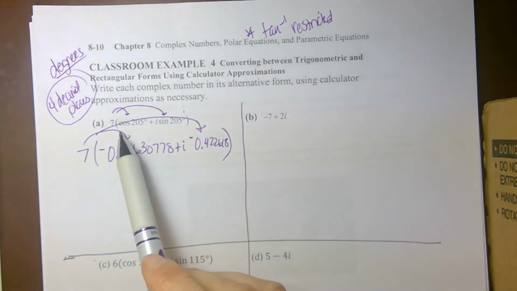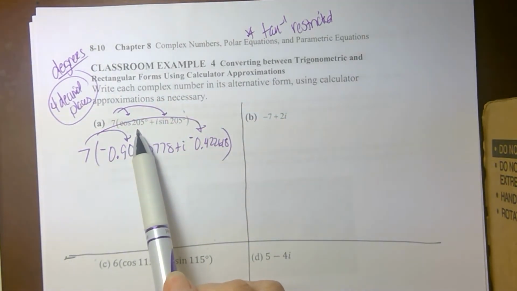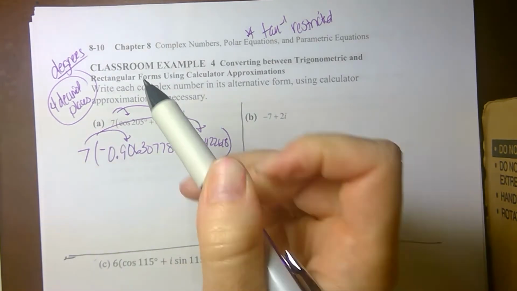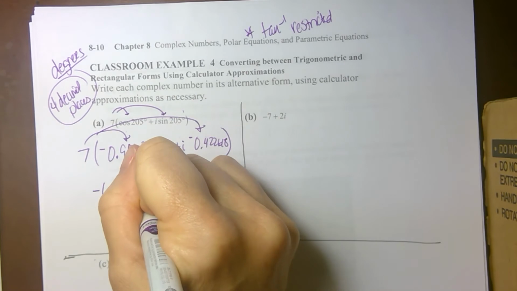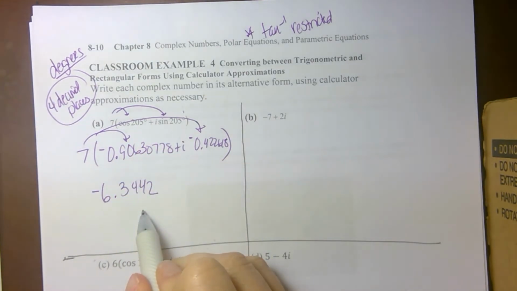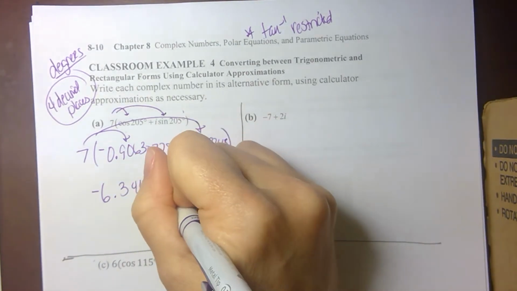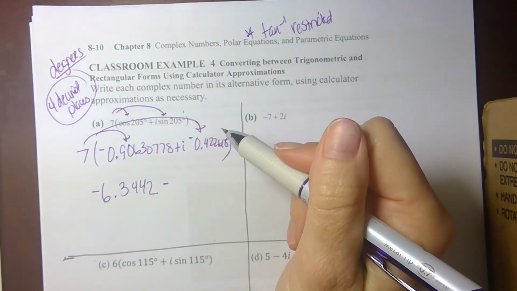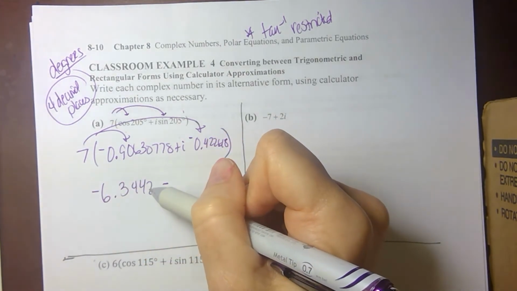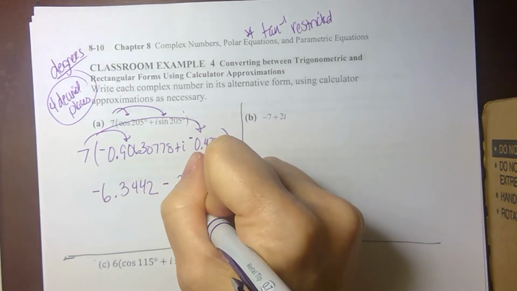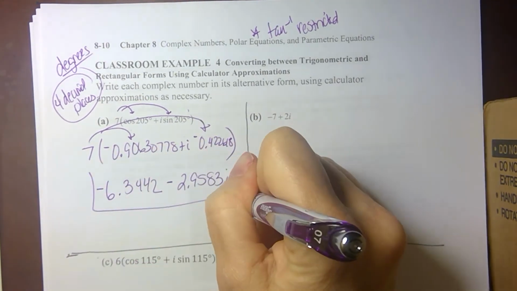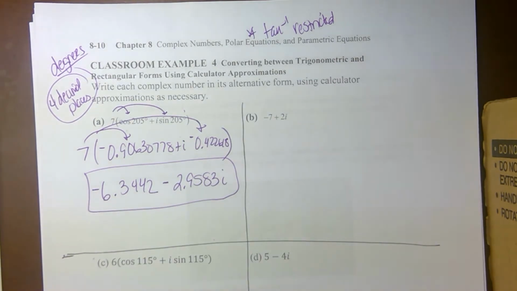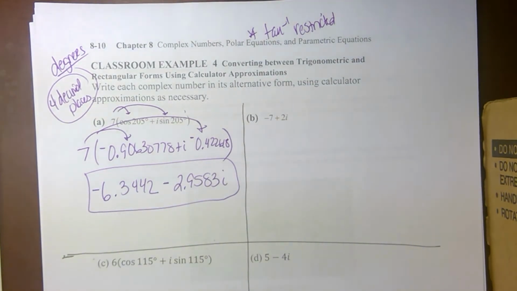So really what you're going to be doing is cosine of 205 degrees times 7. And what you get, rounded to 4 decimal places, is negative 6.3442. And then minus, because x plus yi, negative 6.3442 minus 2.9583i. There's my complex imaginary number in rectangular form.